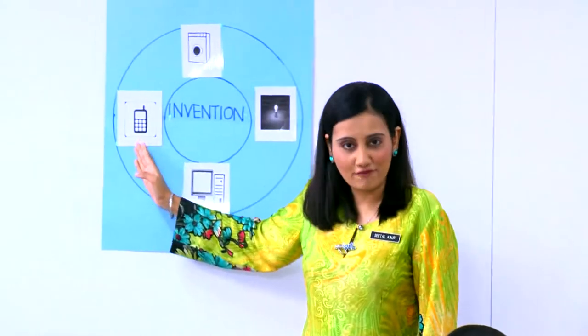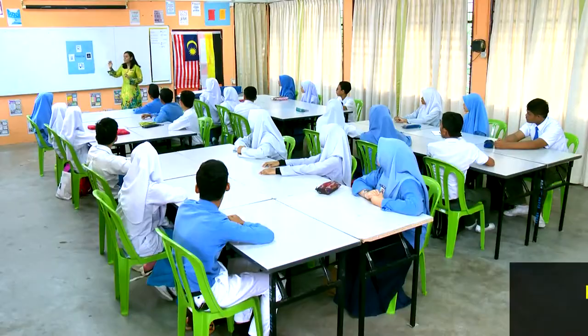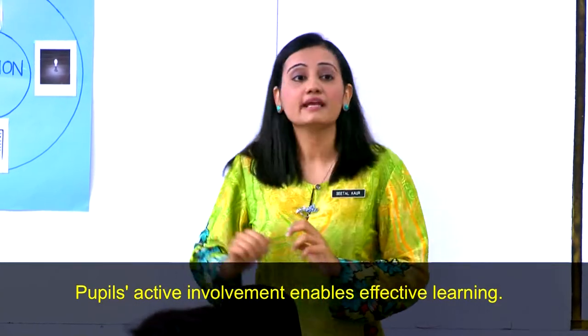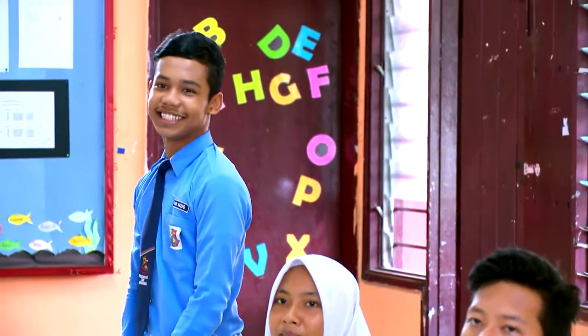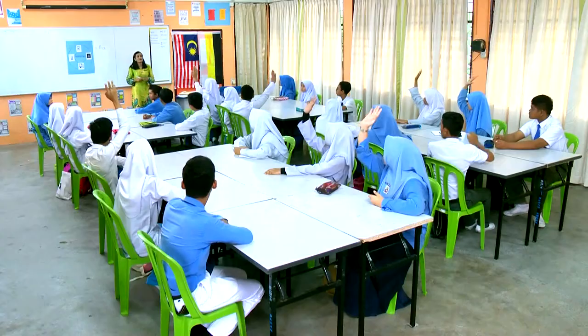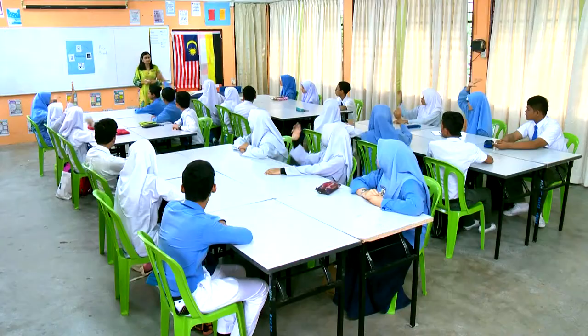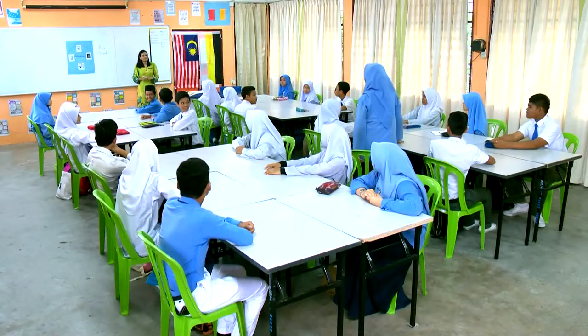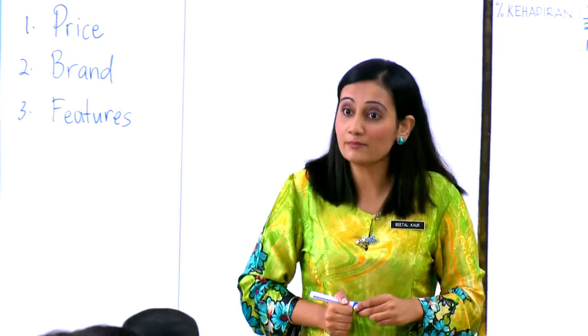Invention. But before that, let's just focus on this smartphone. Do you all have a smartphone? Yes. Can you tell me three special details that you look for when buying a smartphone? Haziq? Price. Price, very good. Next, Nakib? Brand. One more detail. Atira? Features. Features, yes. That's right. So price, brand and features.